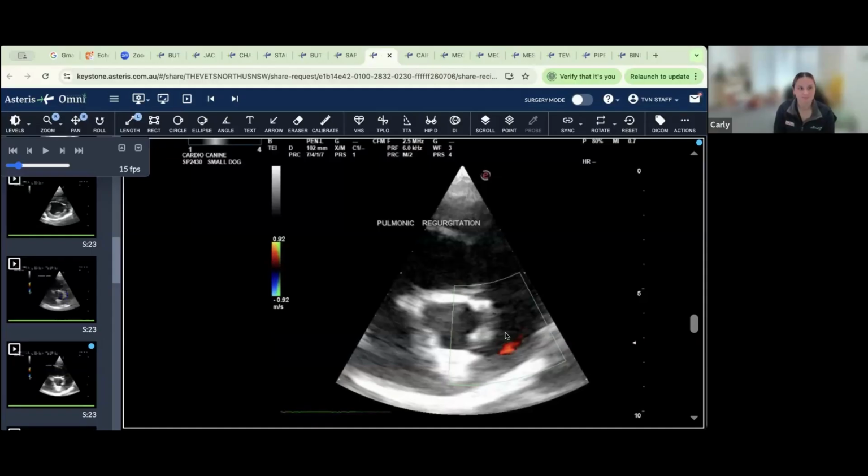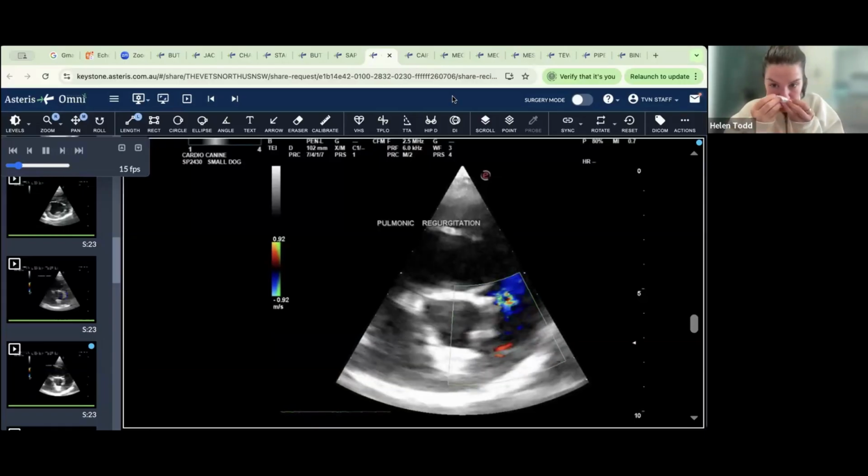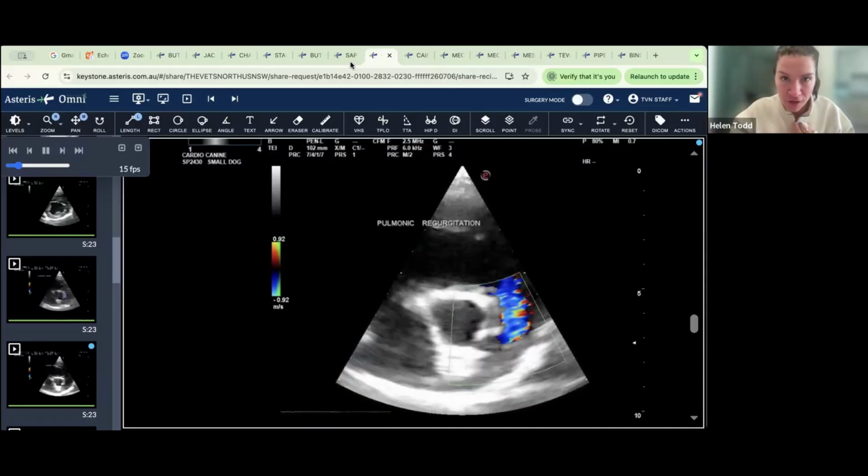Yeah, okay. There are little regurgitant jets, seen by using our color flow.